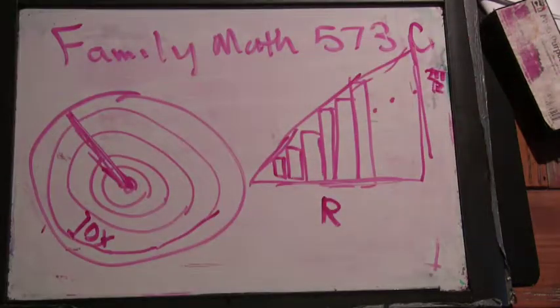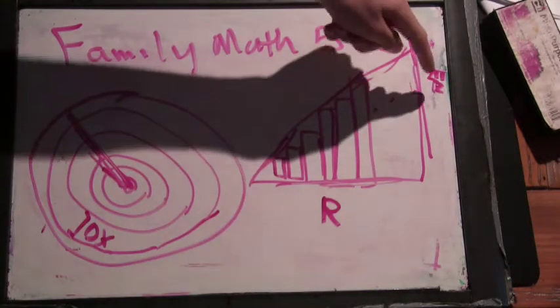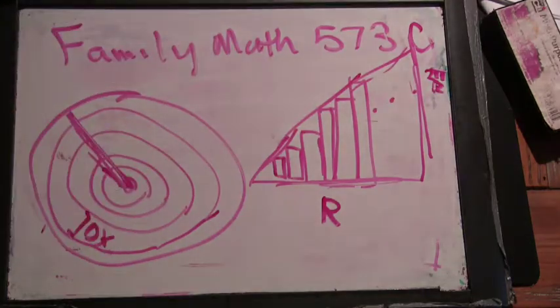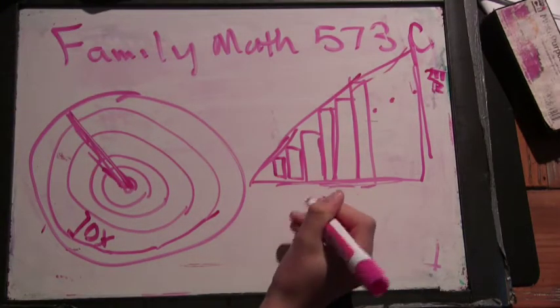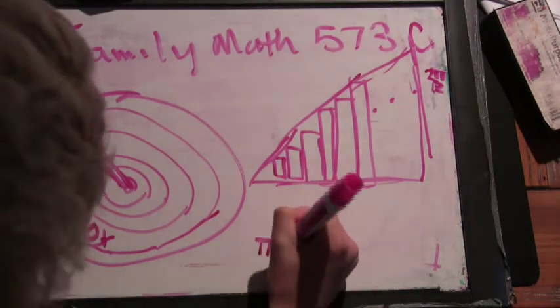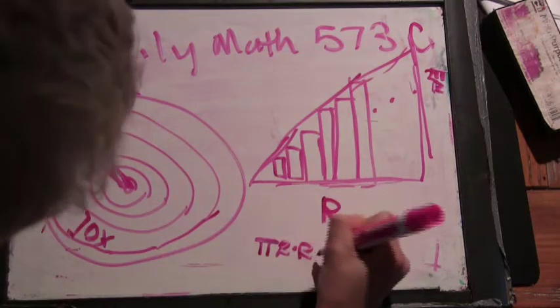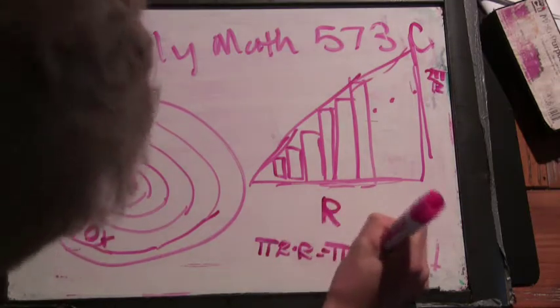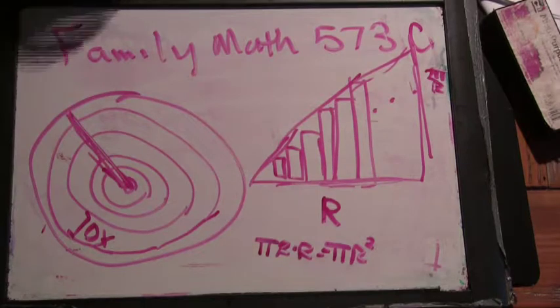And then the area of a triangle is 1/2 base times height. So he did that here. He had 2 pi r, so he got pi r. Then he had to multiply, so he got pi r times r, which is pi r squared. Very good.